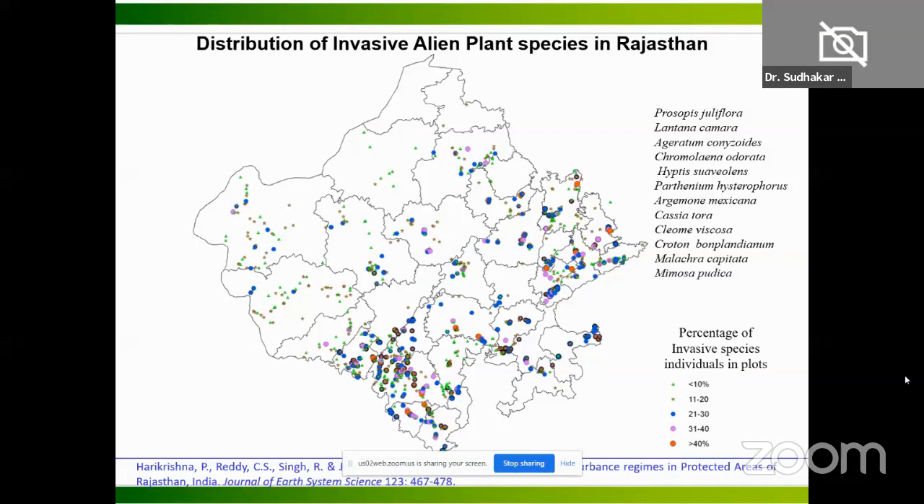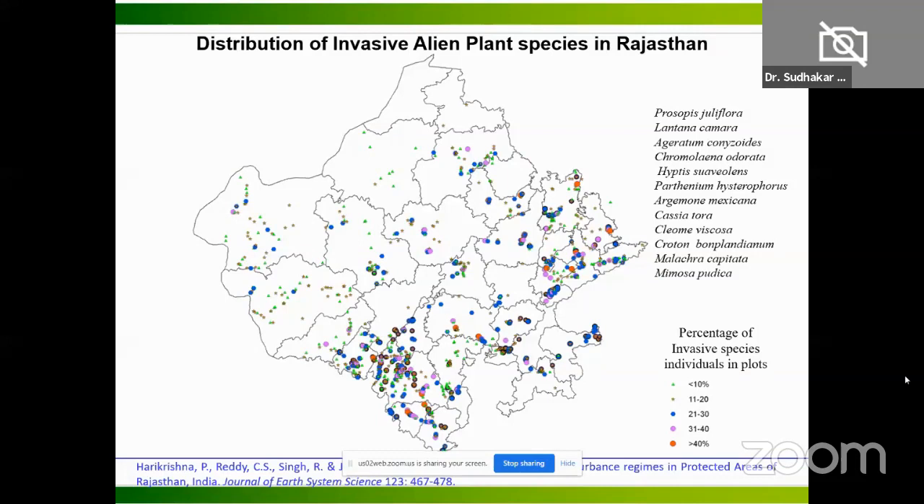So this database is directly helpful to the state forest departments to take proper conservation measures. At least they will be able to identify these areas in the first phase, and they can control the further spread of the invasive species.